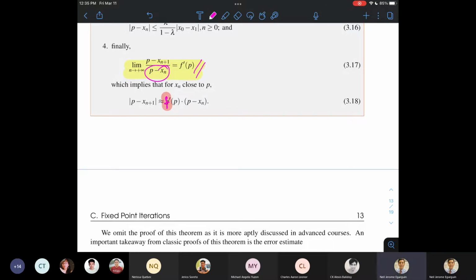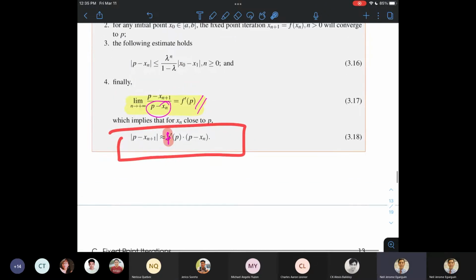And as n increases, all right, habang lumalayo ka ng lumalayo dun sa iteration, now we can estimate the error. The error on the n plus 1 iteration is equal to the derivative of f evaluated at the fixed point times the error in the previous iteration. So ito yung isa pang error estimate. Okay?